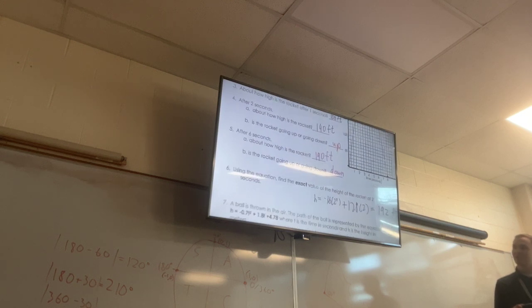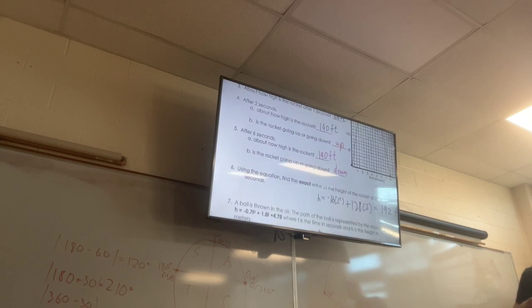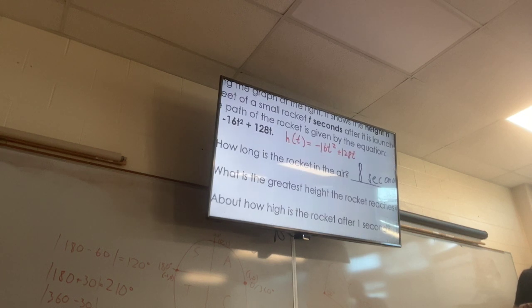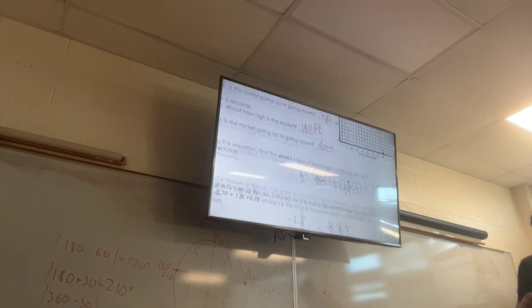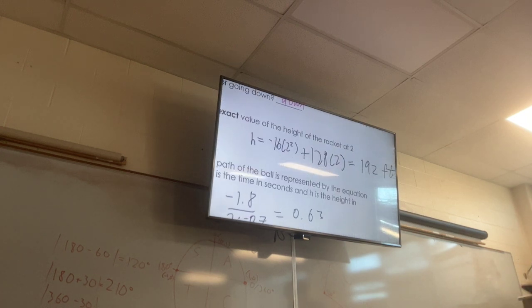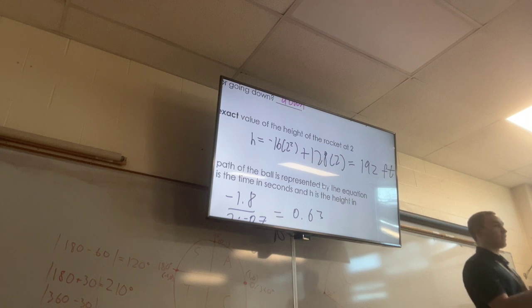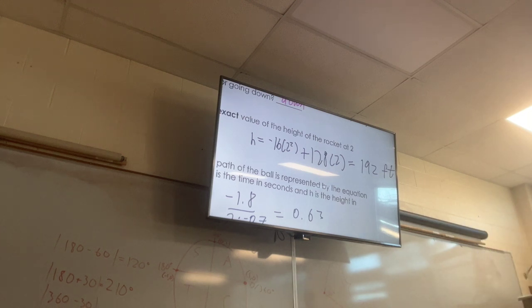All right, using the equation, find the exact value of the height of the rocket at 2 seconds. So what we're doing here is we're just plugging 2 into this equation, okay? So negative 16 times 2 squared plus 128 times 2, okay? You guys can do that, right, just on the main screen of your calculator. But I'm going to show you how to do it using your graphing utility in a way that you'll basically never make a mistake again.